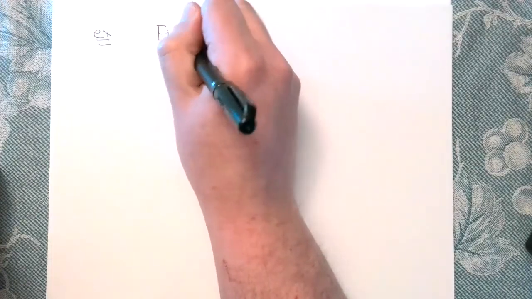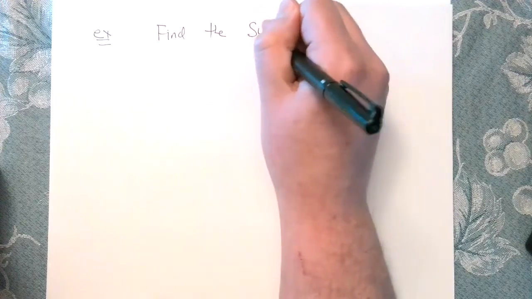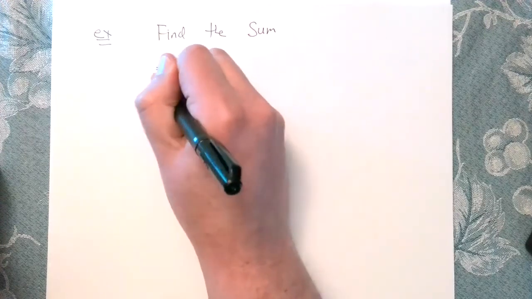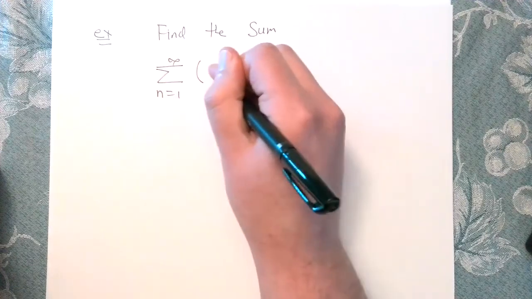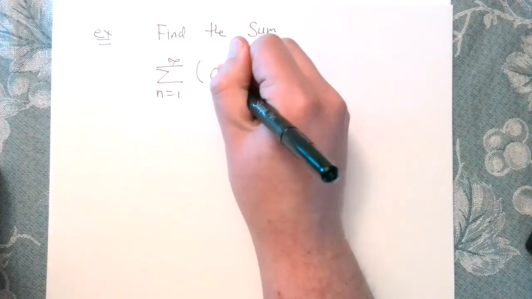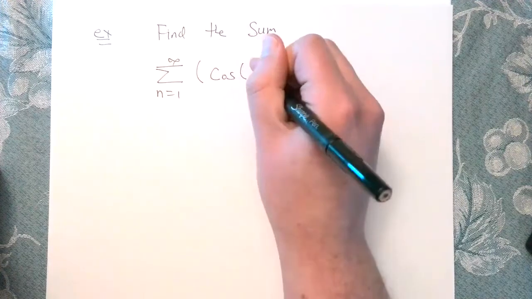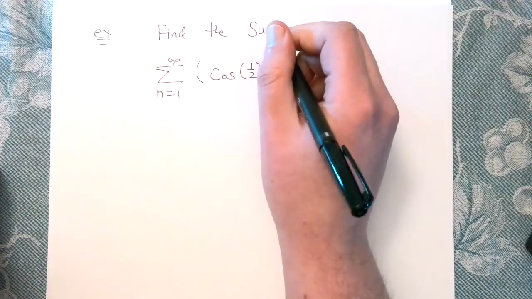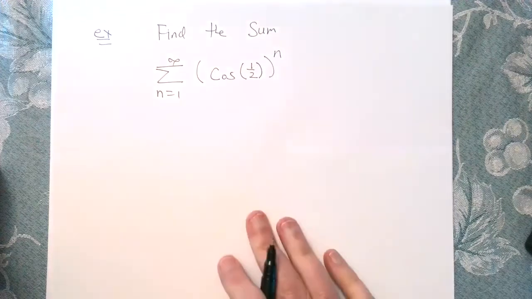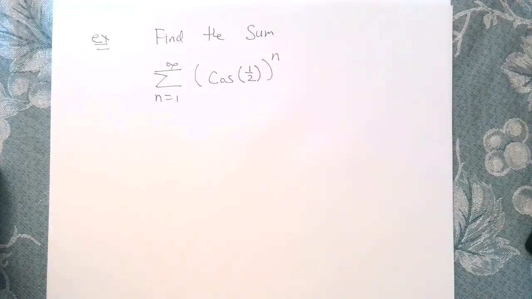So let's find the sum of this. Let's say we've got the series from n equals 1 to infinity of cosine of, let's say, 1/2 radian, to the n. Now you can sort of reason this out a little bit.